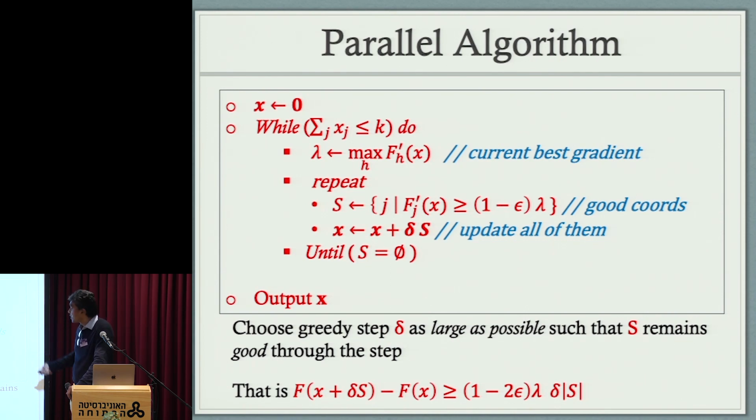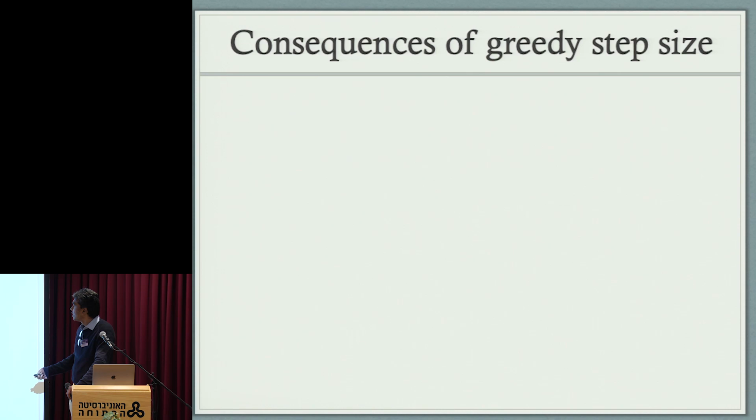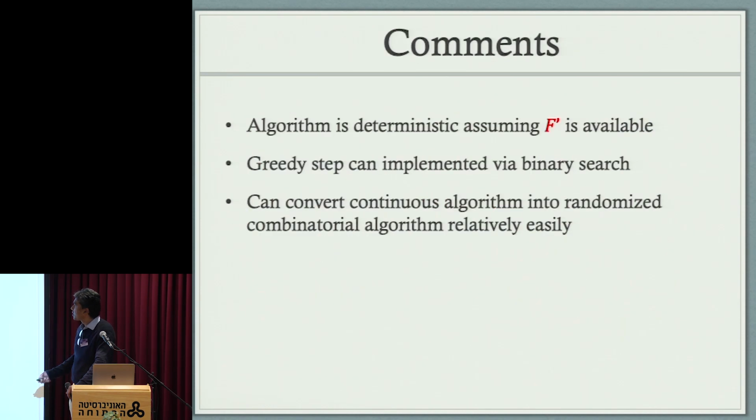So it's only implicitly that we use randomization. I won't spend much time on this. You can do this by binary search, and you can convert the continuous extension. You can round the solution in the end. Okay, that's all I want to say.